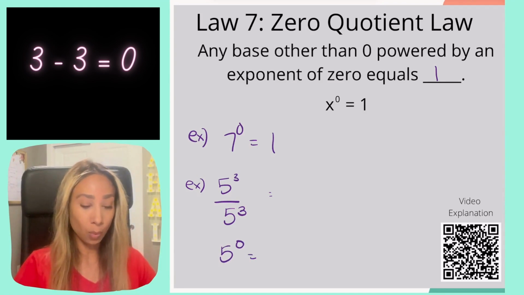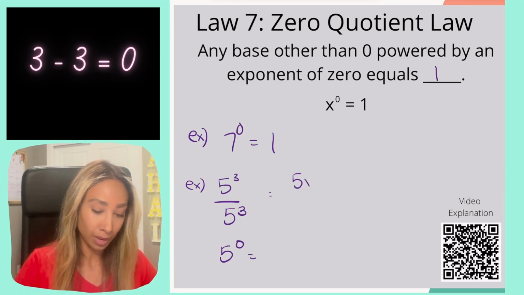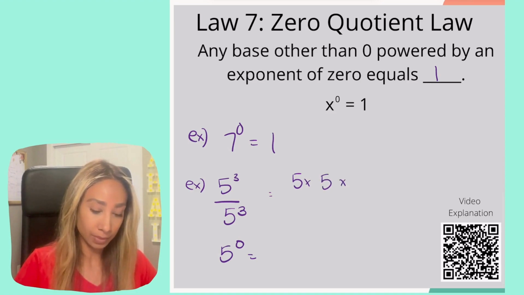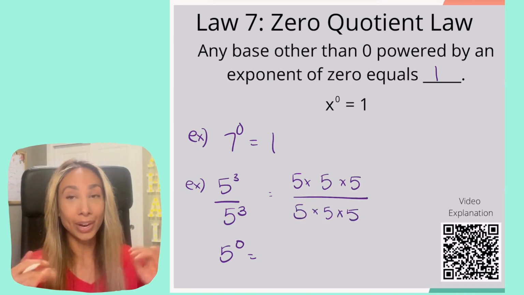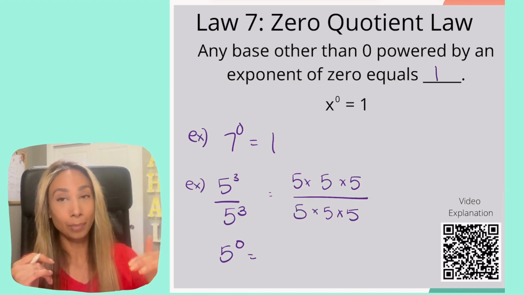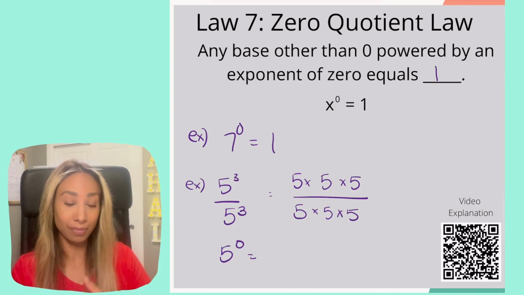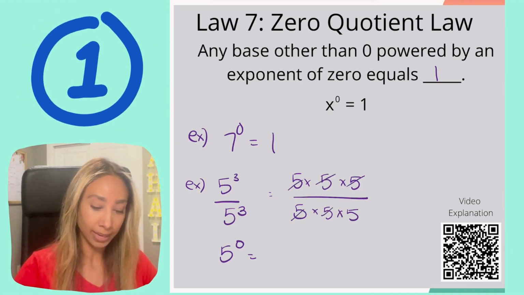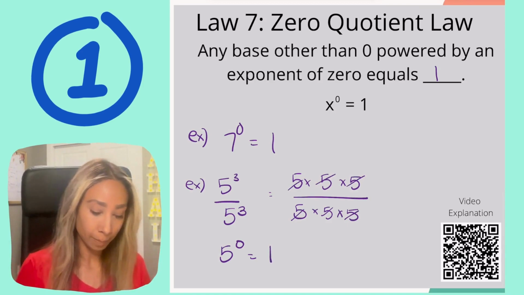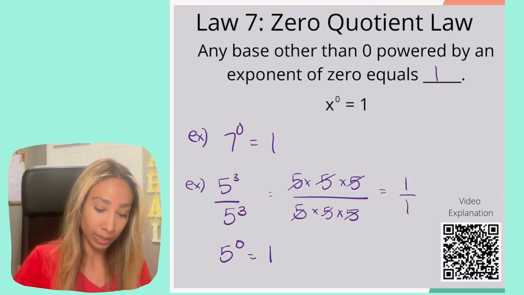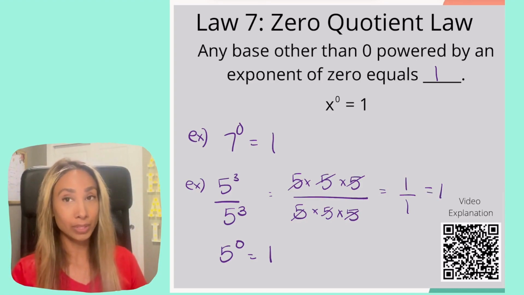So why does that equal 1? Well, let's expand everything for the top. That's going to be 5 times 5 times 5 over the same thing on the bottom. Well, remember what I said earlier, the same number on top and the same number on the bottom. So we're doing 5 divided by 5. All of that gets canceled out, or really it turns into 1. So that means we really have 1 over 1, which equals 1. So anything to the power of 0 is 1.